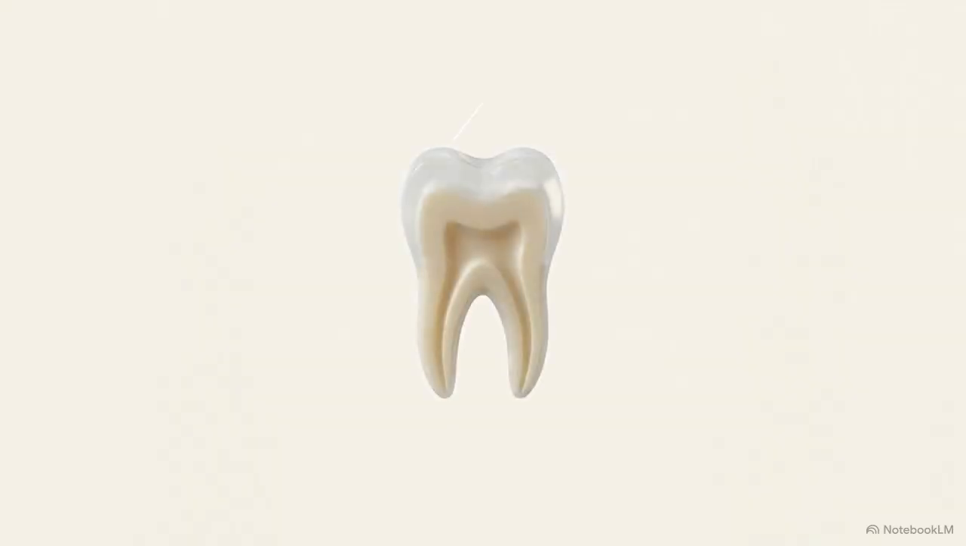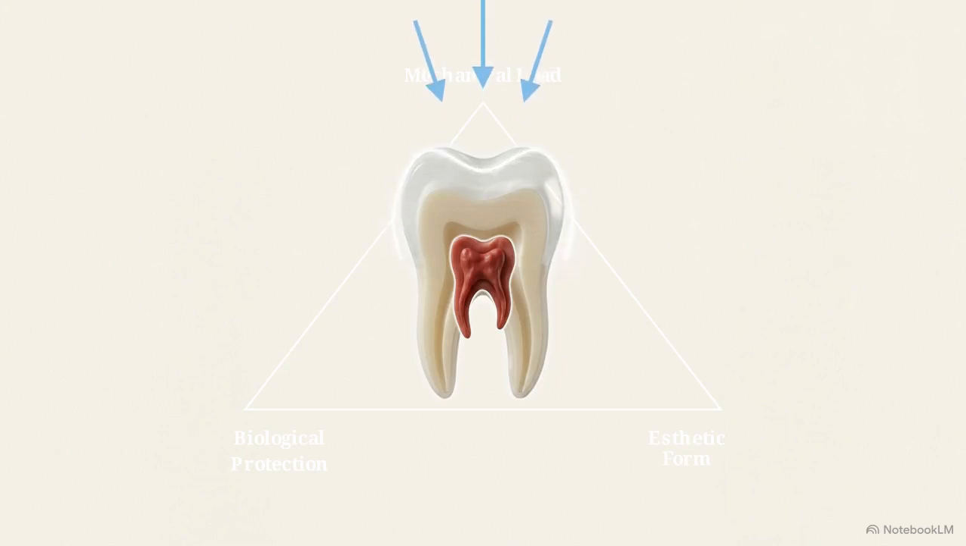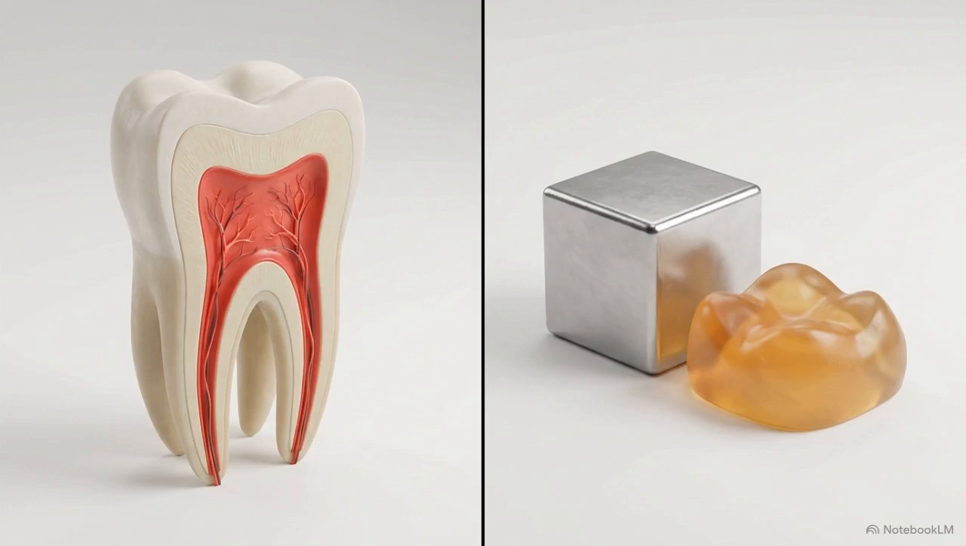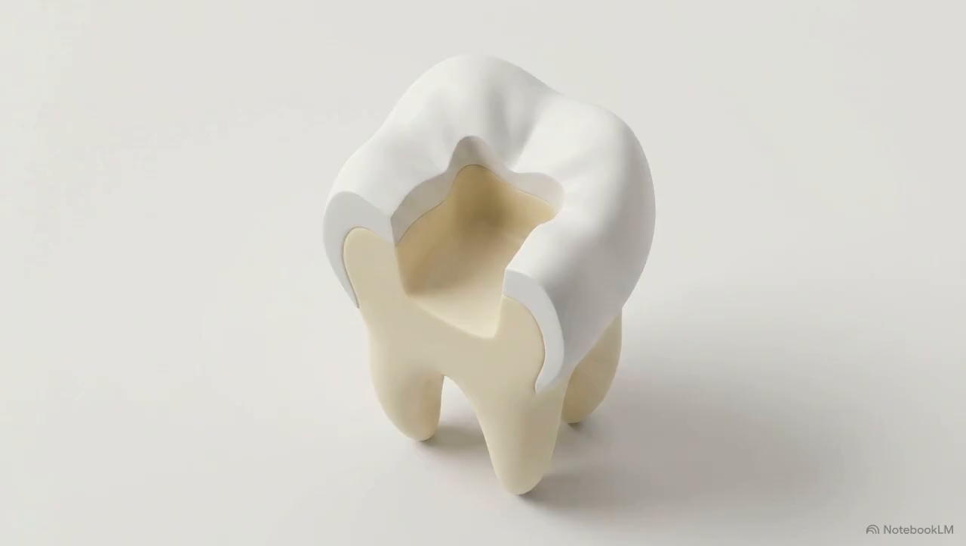Success depends on balancing the triad of oral health. The clinician must restore biological pulpal protection, ensure mechanical load distribution across the tooth, and recreate the aesthetic form. Every preparation requires negotiating a compromise between the biological limits of the living tooth and the physical properties of the chosen restorative material. This negotiation dictates the physical shape of the cavity.